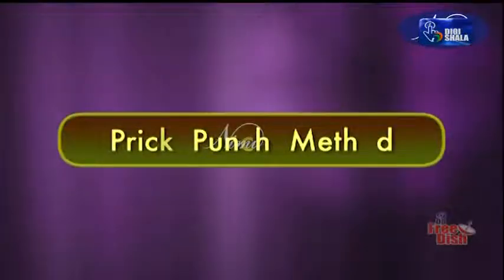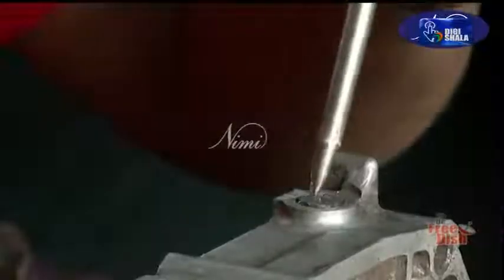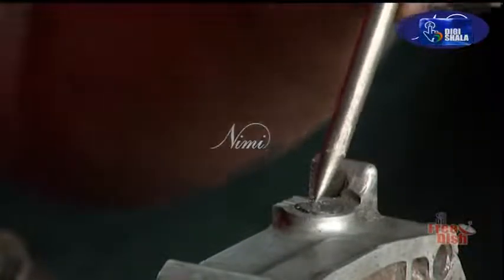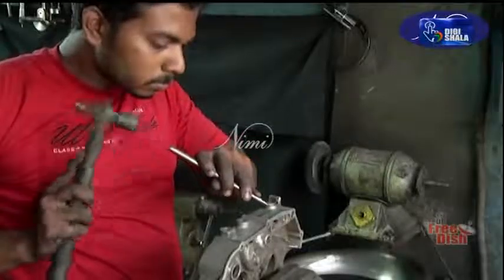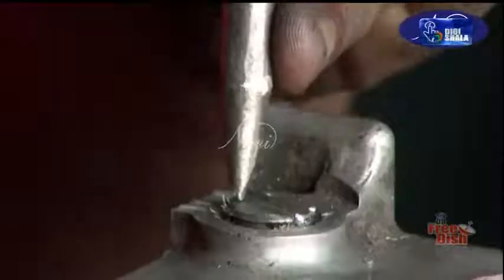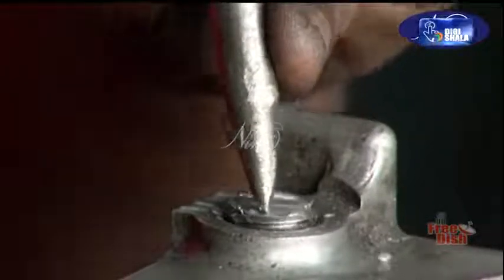Prick punch method. If the stud is broken very near to the surface, drive it in an anti-clockwise direction using a hammer and center punch to remove it.